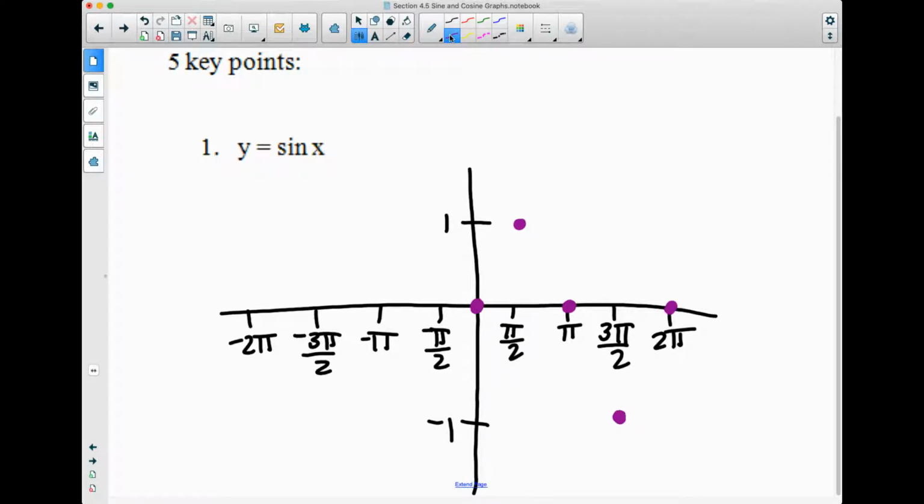Now, I could go backwards. If I start at 0 and I go backwards pi over 2, I get negative 1. But if you notice, there's a pattern. Some teachers will teach it 0 high, 0 low, 0 high, 0 low, 0 high, 0 low, okay? For your sine graph. And now we just make our wave.